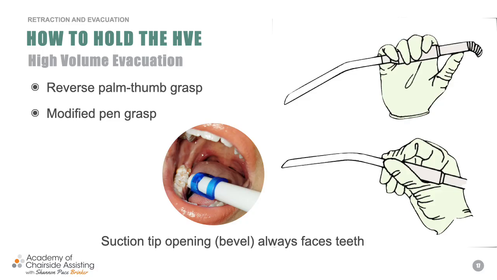So position that suction so that it does not obstruct the dentist's view and the mirror, and we'll talk more about that a little bit later. The HVE should always be placed on the opposite side of the handpiece as well, and we're going to take you through that, okay? Because practice makes perfect.